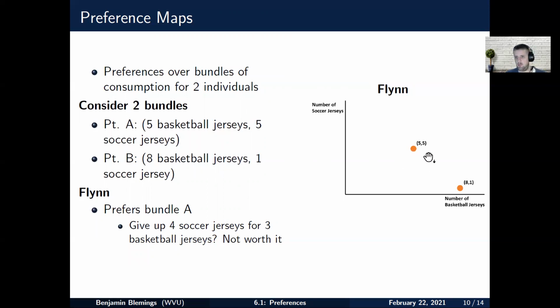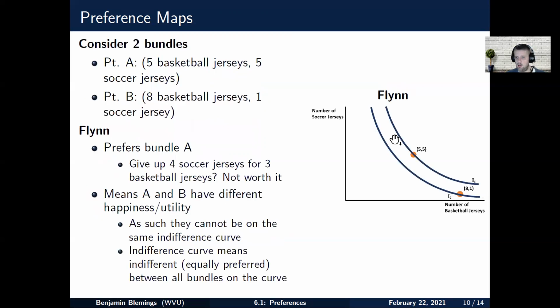Flynn has the same, we'll consider the same 2 points for Flynn. However, notice that for Flynn, the same indifference curve doesn't run through both points. So from this, we can conclude that Flynn prefers 5, 5 to 8, 1. He gets more satisfaction out of having 5 soccer jerseys and 5 basketball jerseys than he does from having 8 basketball jerseys and 1 soccer jersey. And we know that because this indifference curve is closer to both axes than this indifference curve.